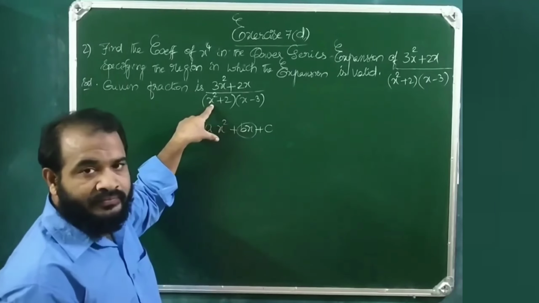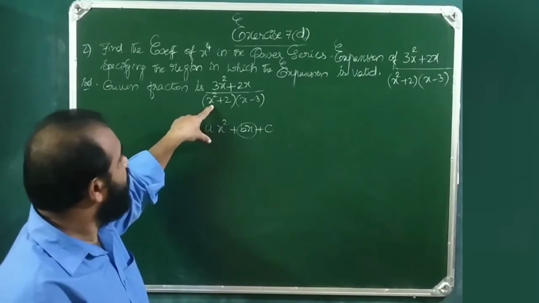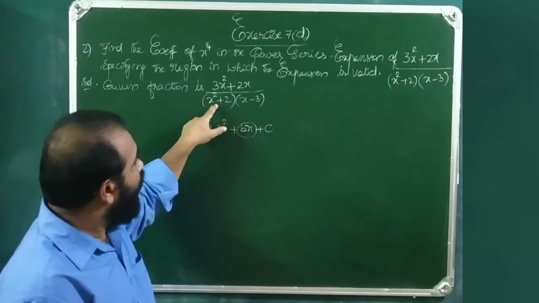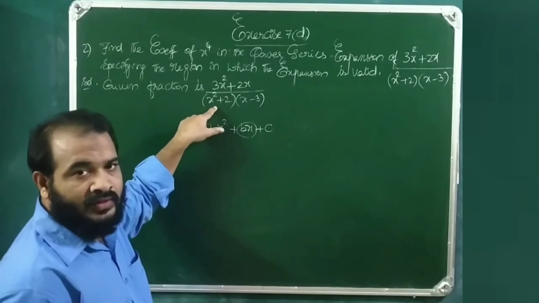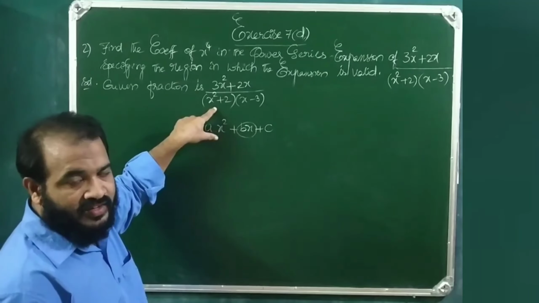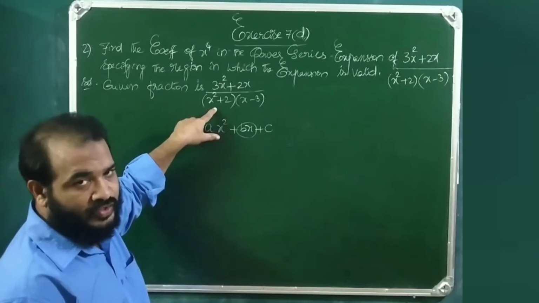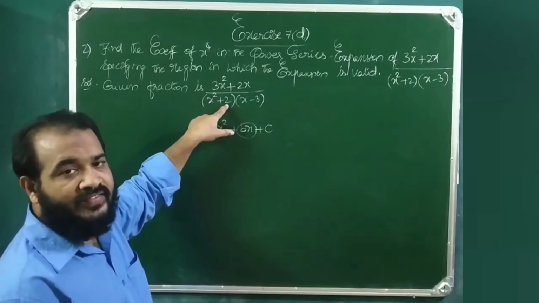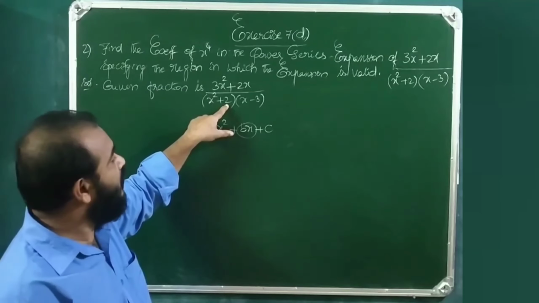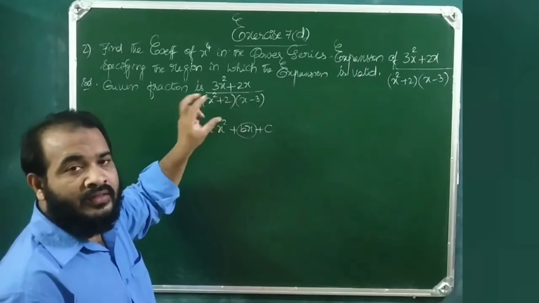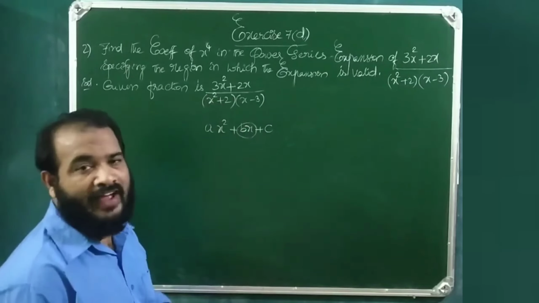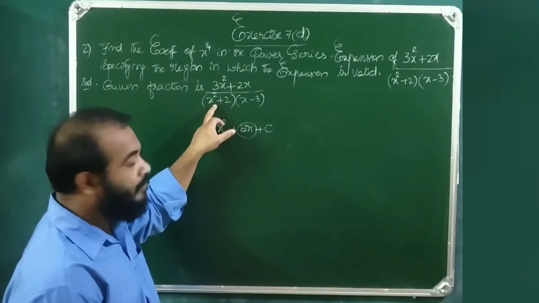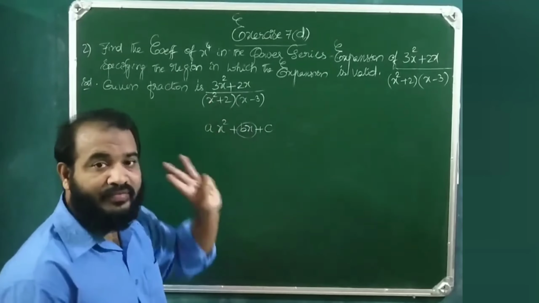Does it have the factors? No. Because if you solve this, b square minus 4ac, the discriminant is going to be less than 0. So that is minus 8. Minus 8 is less than 0. Therefore, it doesn't have real factors. Now, this is an irreducible, non-repeated irreducible quadratic factor, type 3.